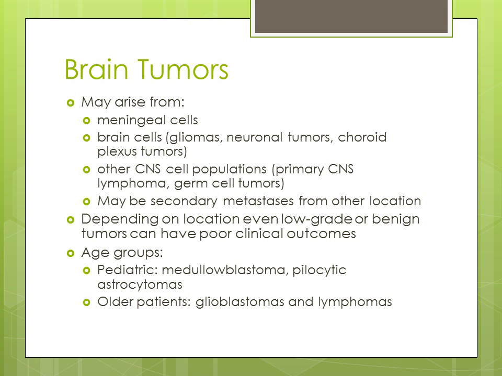Okay, so brain tumors, I'm just going to cover these very, very generally because there are a lot of different types, and they can come up in the meningeal cells, within the brain cells, other central nervous system cells like the lymphatics, or they could be secondary metastases from another location. And really, even if they are low grade or benign, they may have very poor clinical outcomes just because of where they are and what they affect.